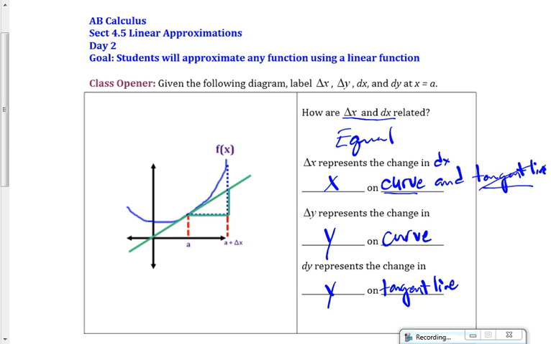Okay? Now, we were trying fifth hour today to come up with a clever way to remember that delta goes with the curve and d goes with the tangent. I'm open to suggestions at another time. Try to make them humorous.